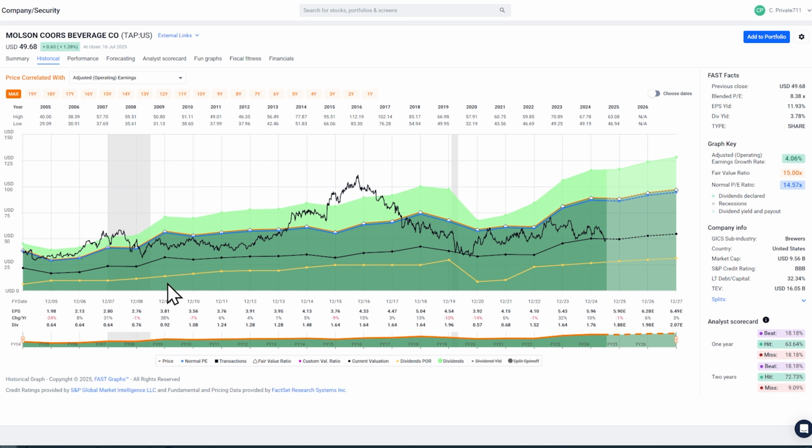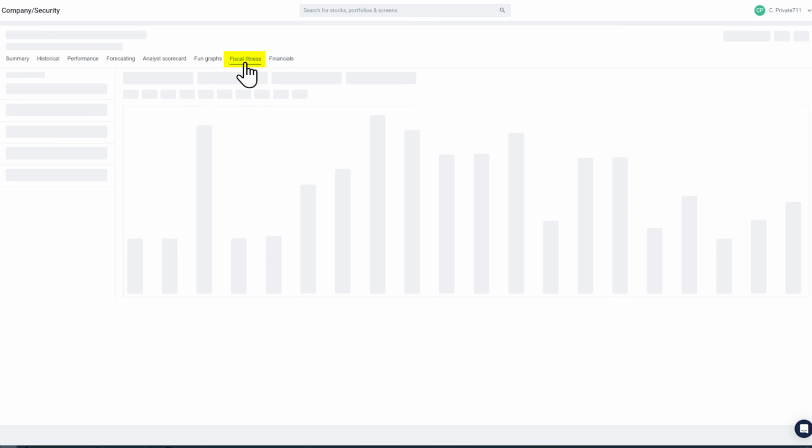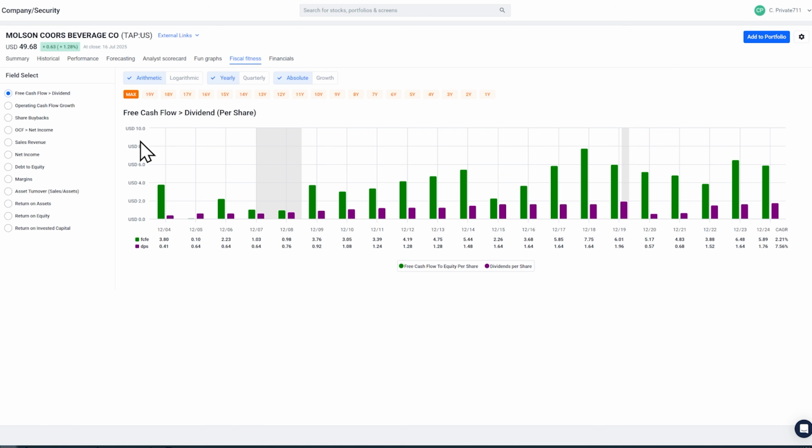And what I see here is that there was only one other time, during COVID for almost a year, where you could buy this Molson Coors at such a low valuation. So this is an extremely low valuation for this company, and I'm utilizing this information from FAST Graphs. But now let's go into fiscal fitness and see if there are any red flags on the fiscal health or financial health of the company.